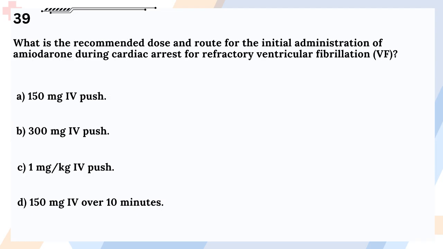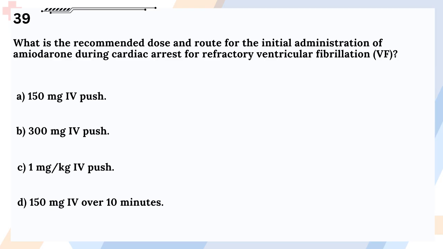Question 39. What is the recommended dose and route for the initial administration of amiodarone during cardiac arrest for refractory ventricular fibrillation, VF? A. 150 mg IV push. B. 300 mg IV push. C. 1 mg per kilogram IV push. D. 150 mg IV over 10 minutes.